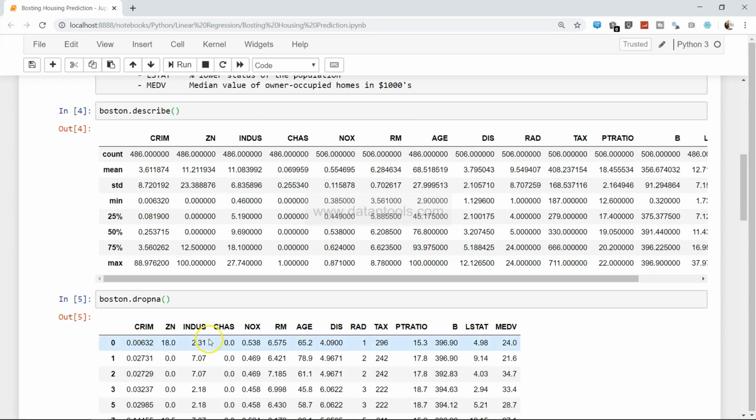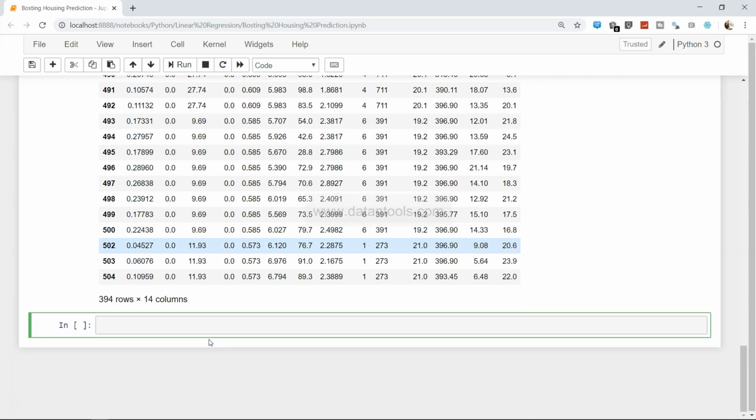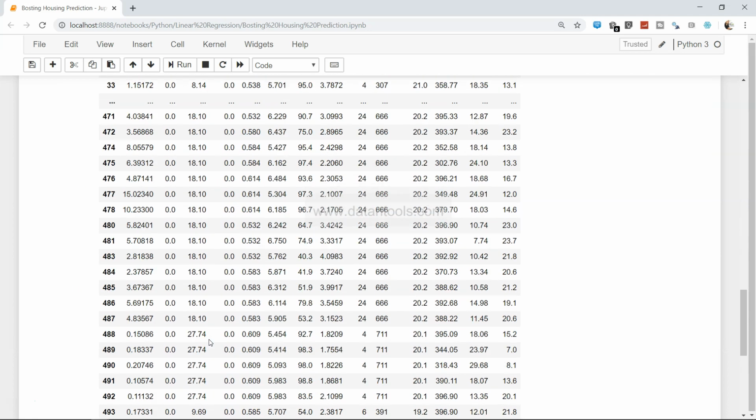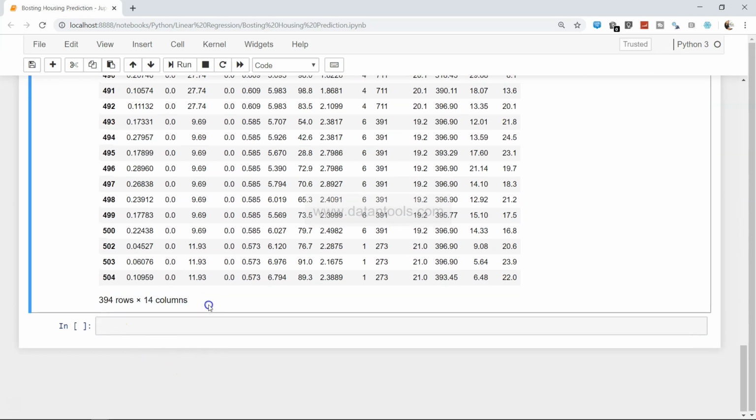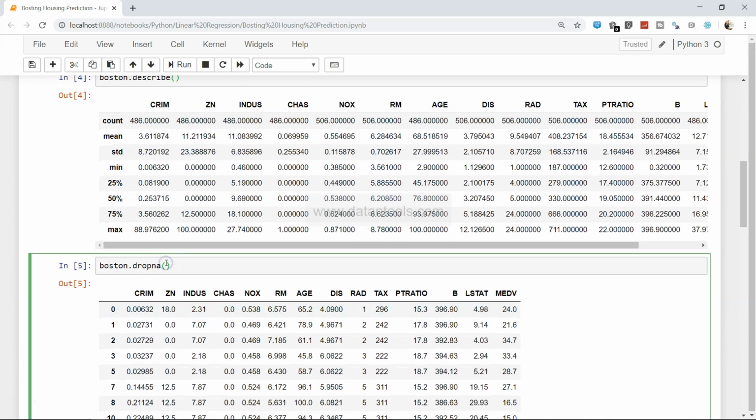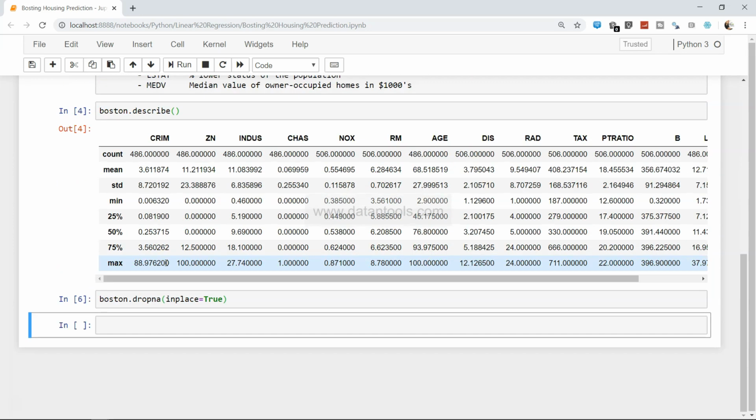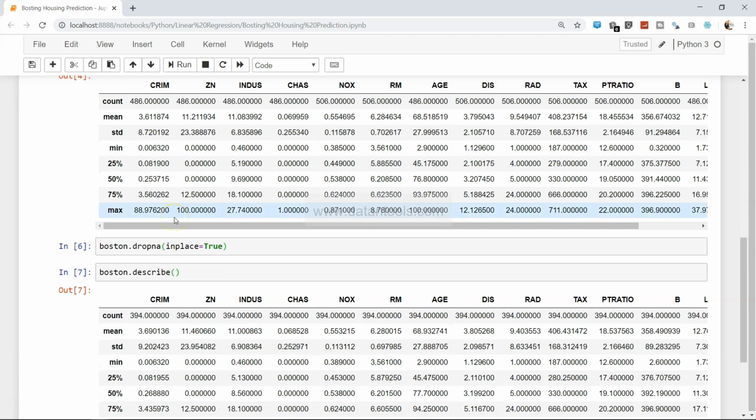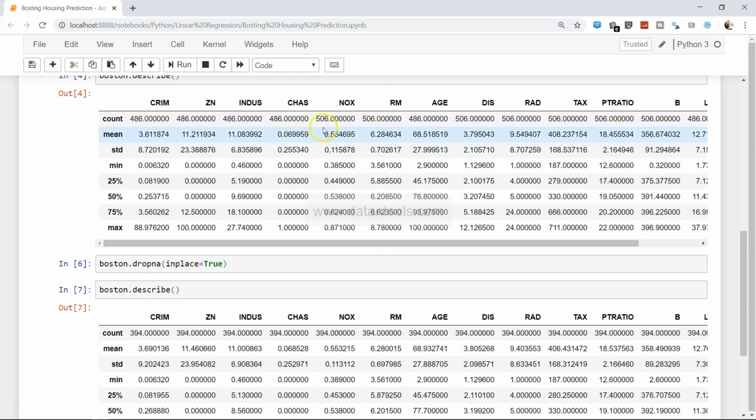So if you see that it has given you this data set, and the resultant is basically the 394 rows and 14 columns. So what I need to do is say inplace equals true, and if I go ahead and run the boston.describe method again, we have actually lost a lot of different rows. If you see over here, we had 506 rows, and now we have fewer.